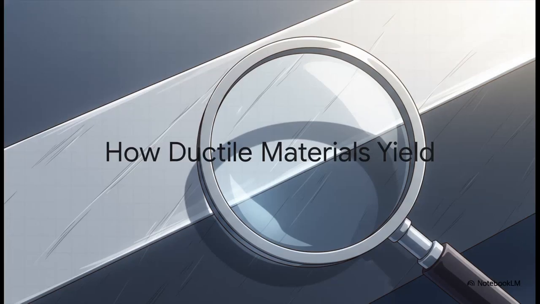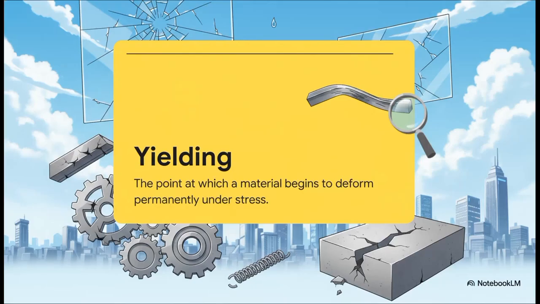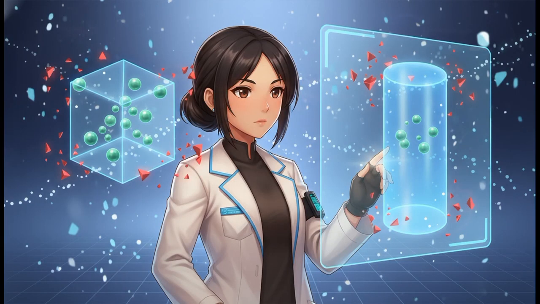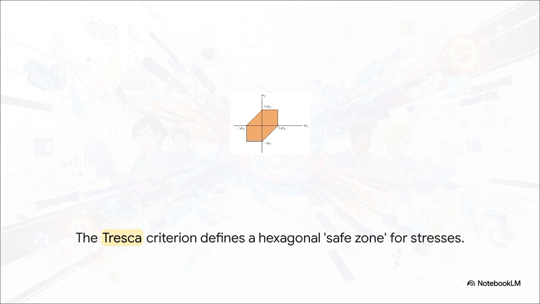All right, so let's start with ductile materials. Their failure process is something called yielding. Yielding is the point where a material permanently deforms. It's just not bouncing back. To predict this, engineers use two main theories you've got to know, Tresca and von Mises. The Tresca theory gives us this hexagon shape. If the stress stays inside it, you're safe.